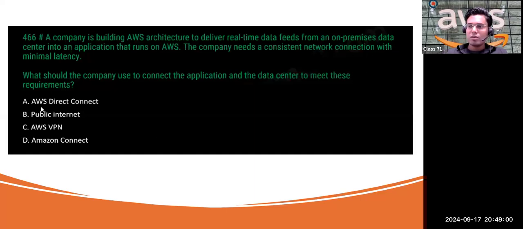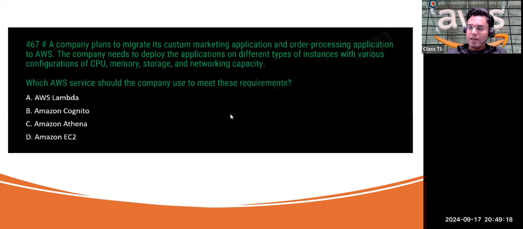And Amazon Connect, what is this? It's a call center. So AWS Direct Connect. This is a consistent network. Whenever there's a consistent network or dedicated line, this Direct Connect will work without internet. That's the reason it's a consistent network. And speed is minimum 10 Gbps to 100 Gbps. Speed is too high.